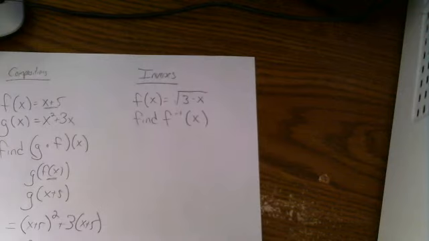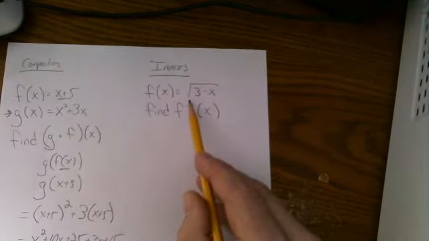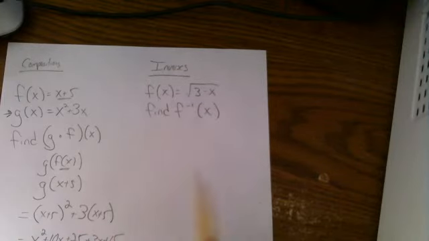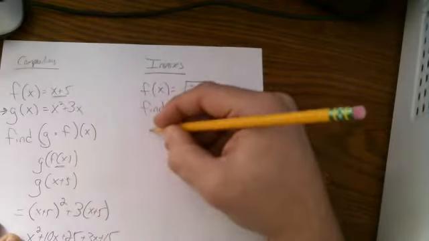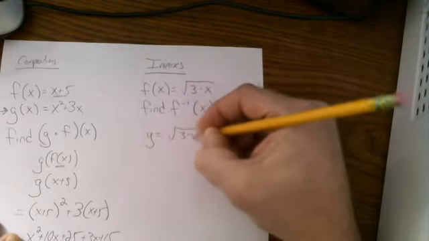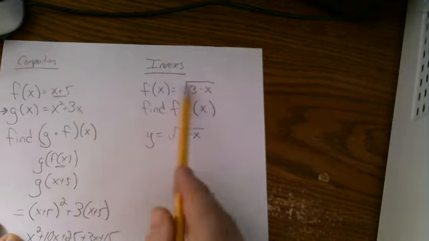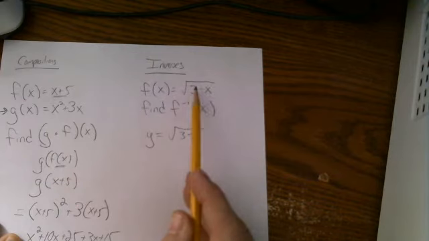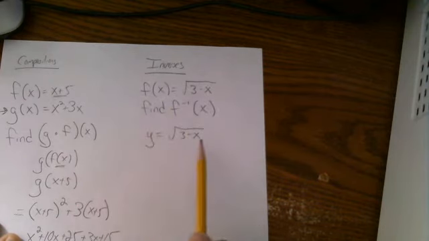Alright, let's find some inverses now. If we have f defined by the function the square root of 3 minus x, let's find f inverse of x. First, y equals radical 3 minus x. Now we can interchange x and y. This notation, we don't have an x and a y to interchange, but we're smarter than that. We know that f of x is y. So now we can interchange x and y's position.